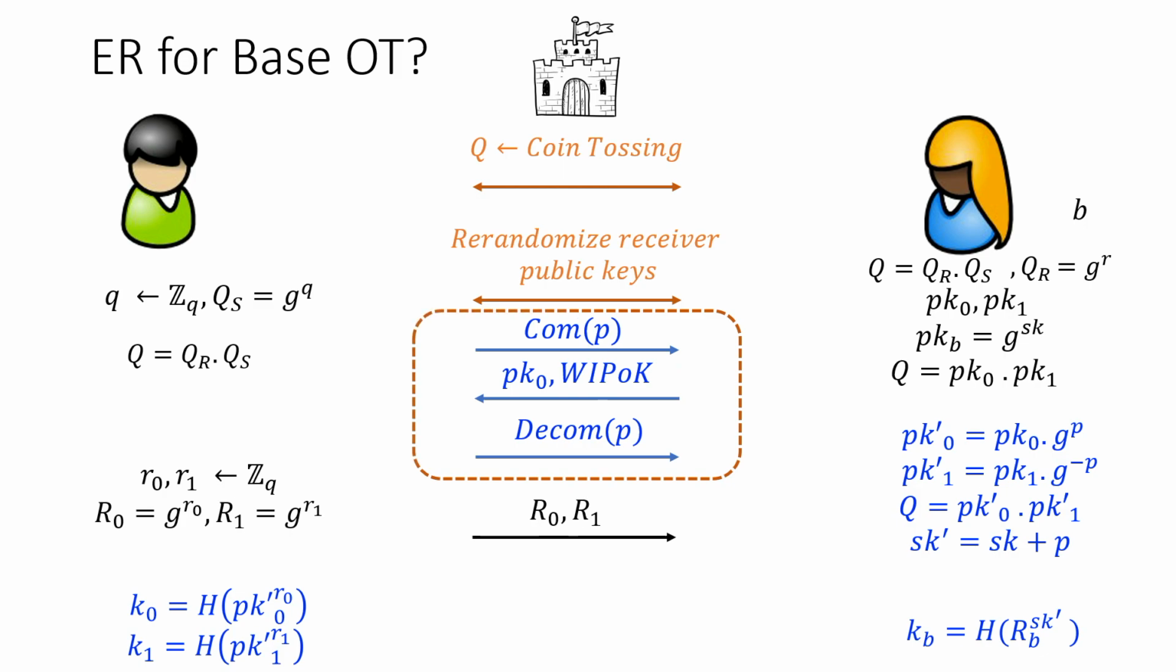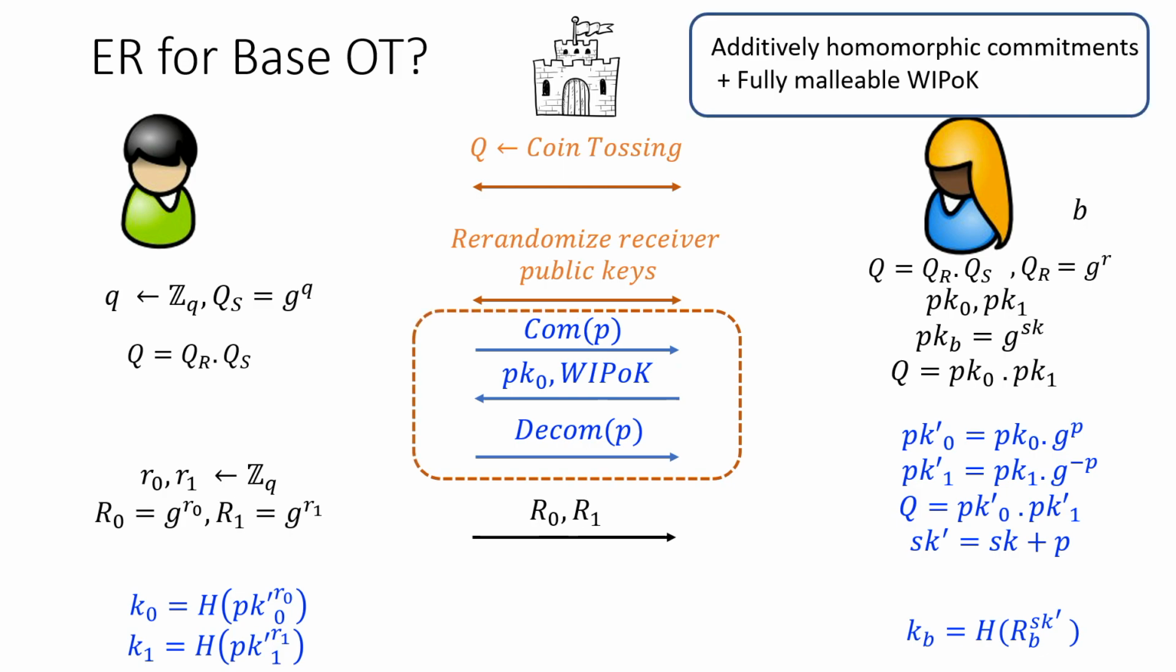So this is the re-randomizing of receiver public keys phase. And again, this is helpful because now we can have a reverse firewall that can take advantage of this homomorphic commitment scheme. And assuming that this witness indistinguishable proof is also malleable, the reverse firewall can indeed sanitize this.